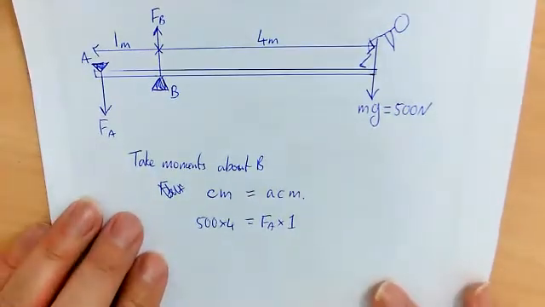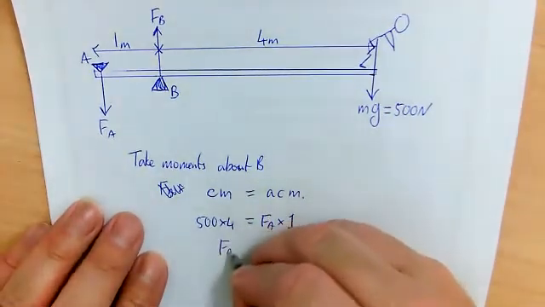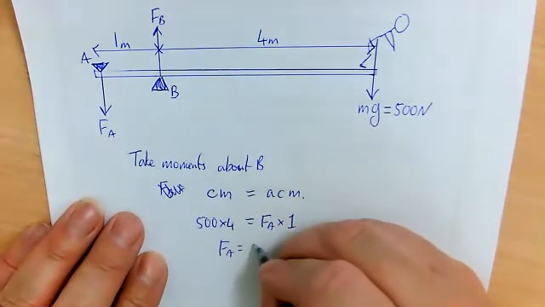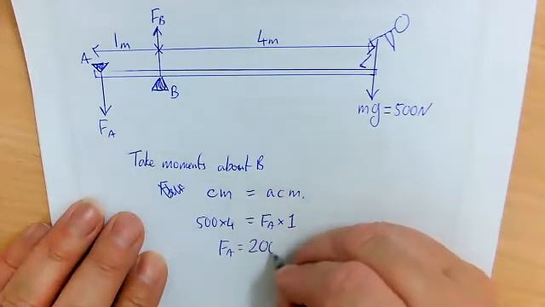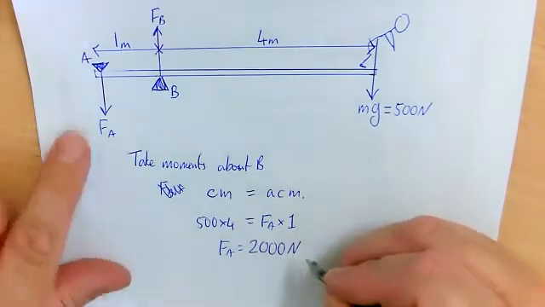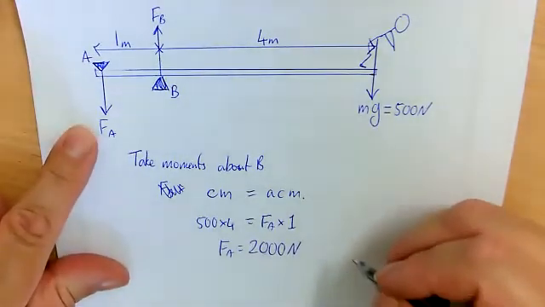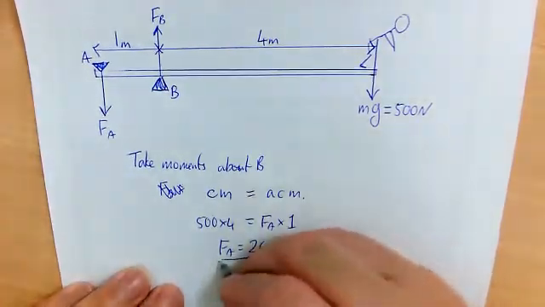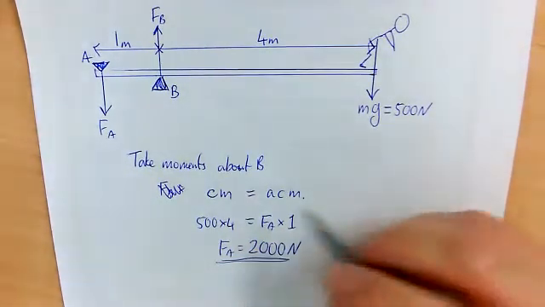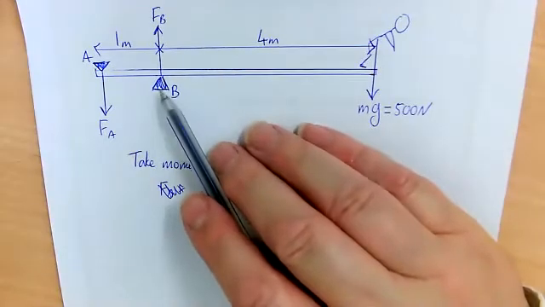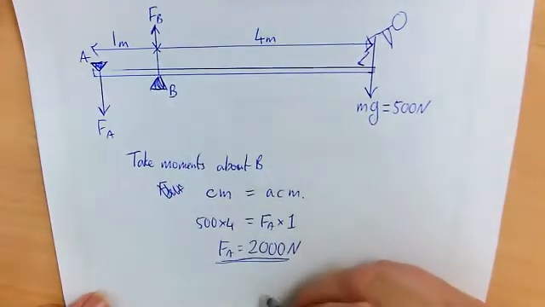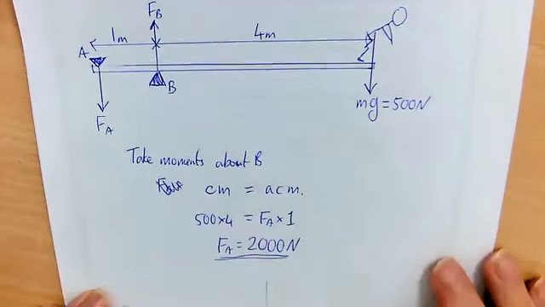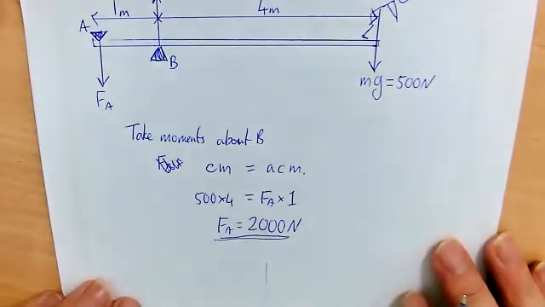So I know that the force A is going to be 2,000 newtons, and it will be by definition downwards. So that gives you your first force. Now, the other way to work out the force upwards from B, FB, there are two ways of doing this, and they should come up with the same answer. So I'm going to do both just to show you that they do.